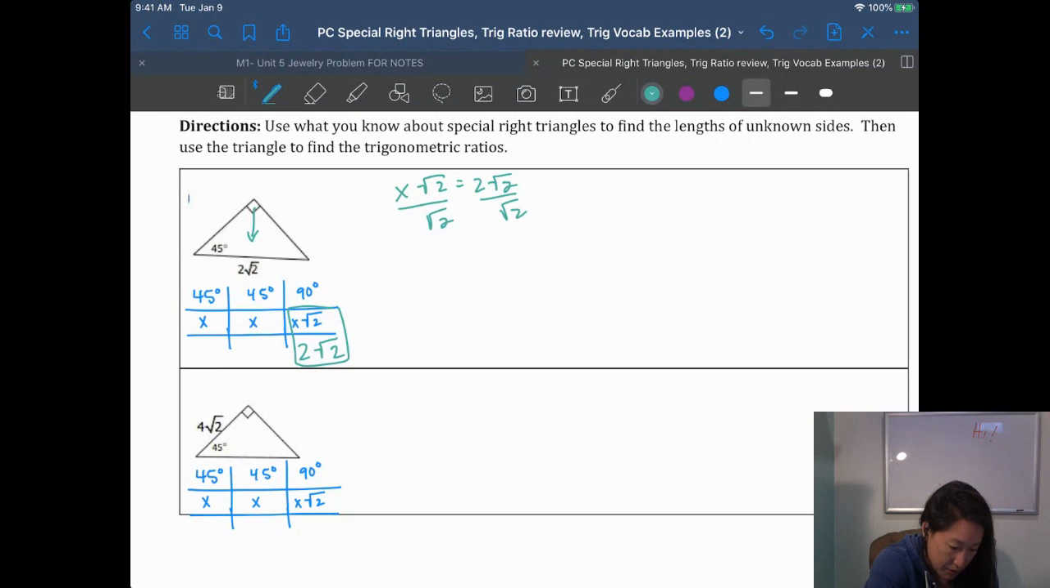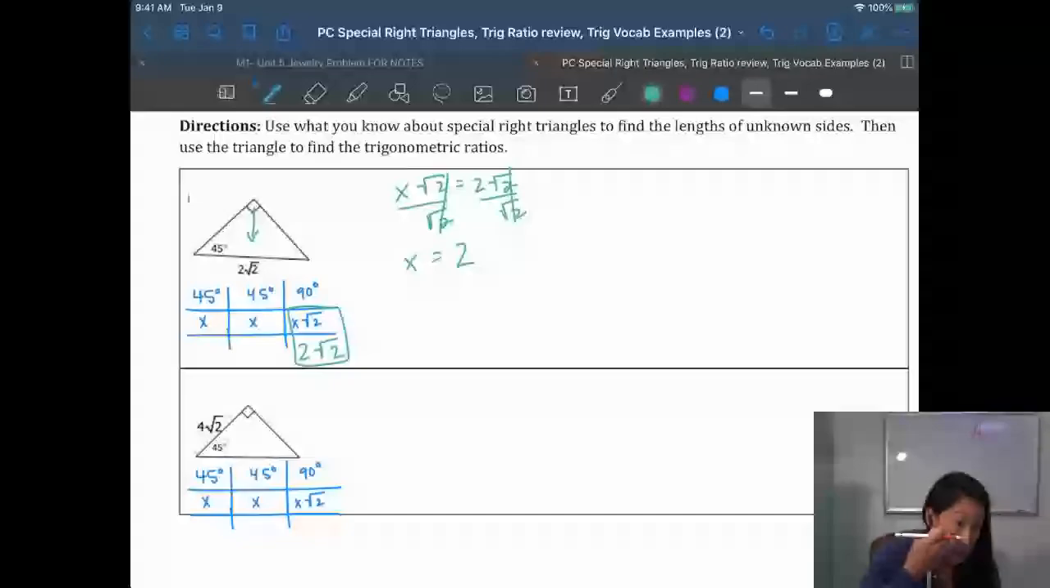If you can just look at this and see that, okay, 2 is equal to x, then you're fine too. This is the long way. Okay, so I can see that the side lengths are 2 and 2.